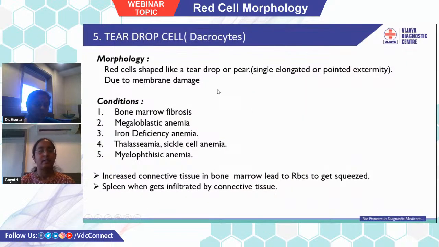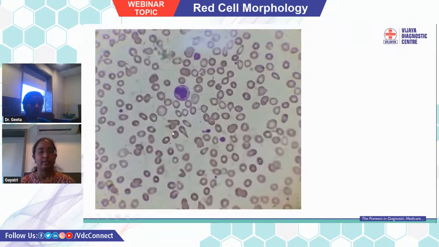Next is the teardrop cell. These red cells are shaped like a teardrop. They have an elongated or pointed extremity. This is due to membrane damage. These teardrop cells are seen in bone marrow fibrosis, megaloblastic anemia, iron deficiency anemia, sickle cell and myelophthisic anemia. The reason behind it is that when the bone marrow is filled with connective tissue, or infiltrated with tumor cells, leukemia cells or any metastatic cells, the RBCs, when they try to come out, get squeezed and produce a teardrop cell. The same happens in the spleen when it gets infiltrated by connective tissue. This is how a teardrop cell appears with a pointed extremity.